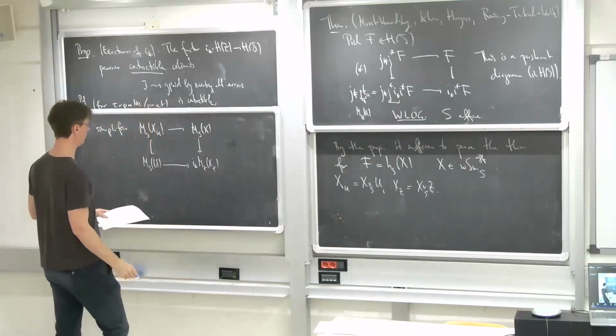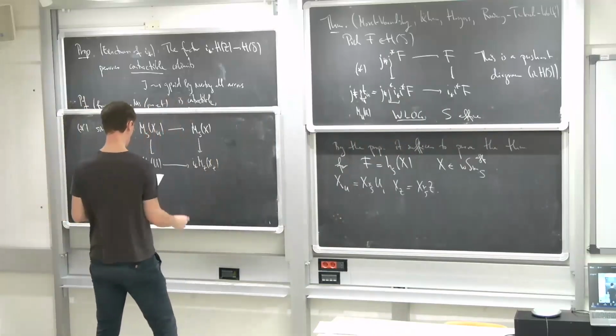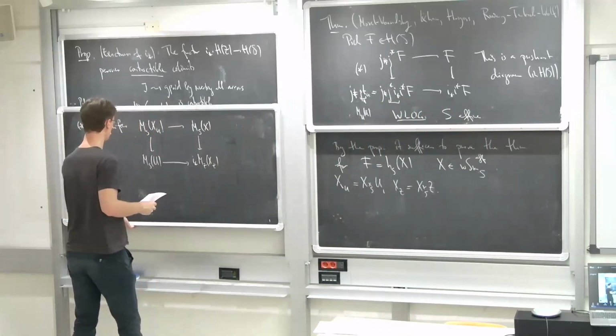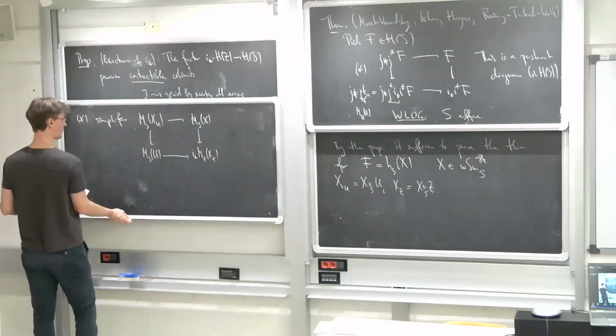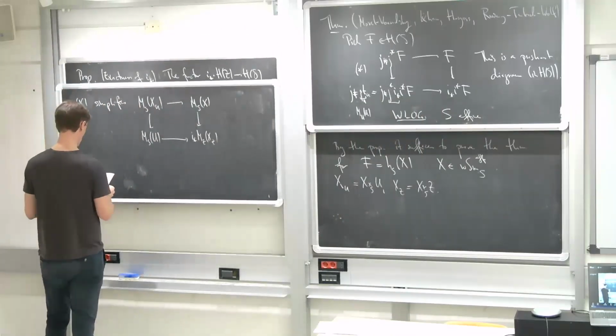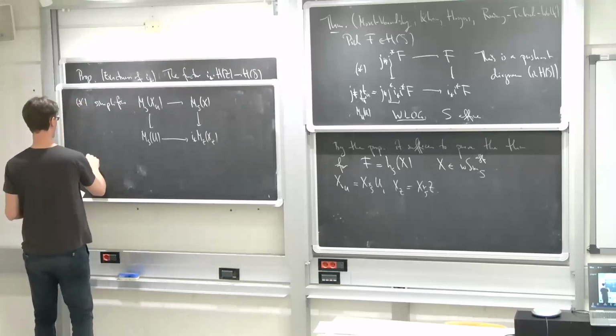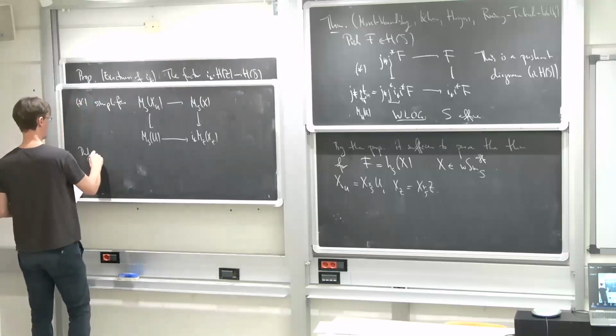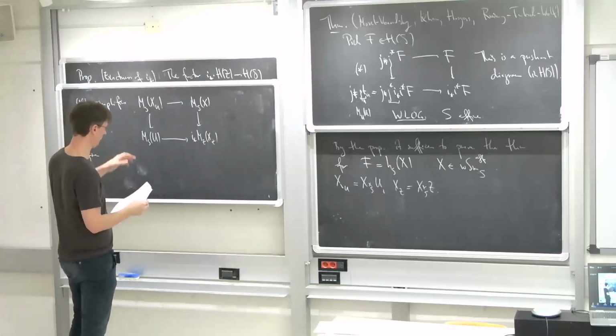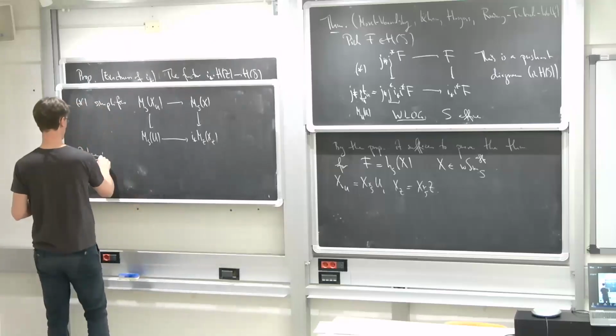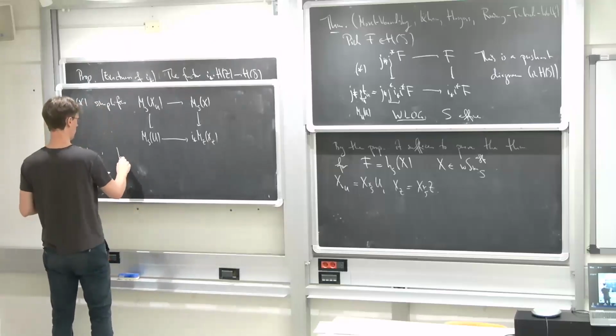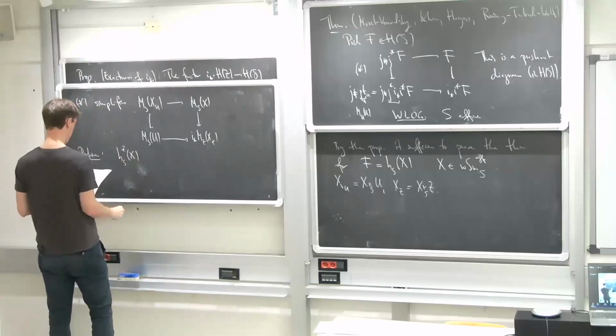Okay, so we want to show this is a push out. Concretely, to see this is a push out, what we will now do is the following. We will introduce this sort of, let me write it down. So we define the following thing: H as upper Z of X.